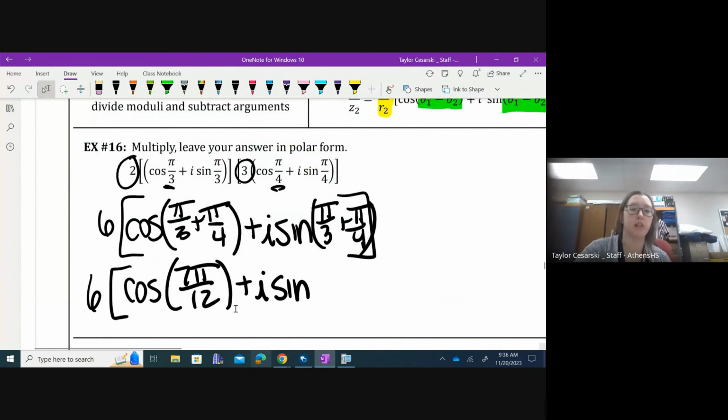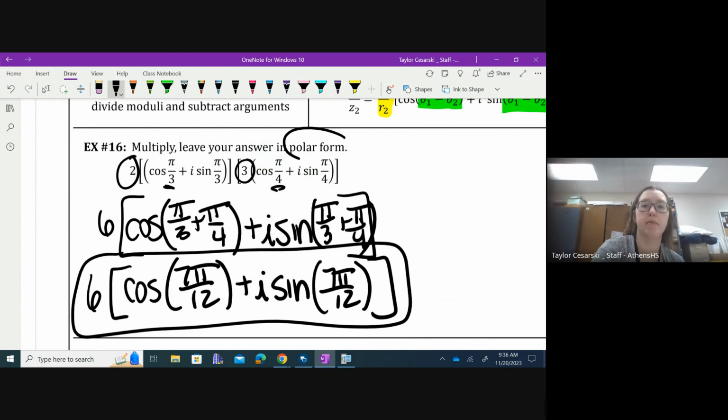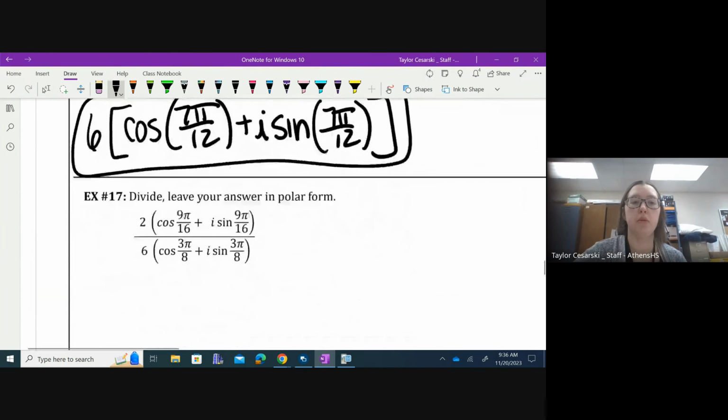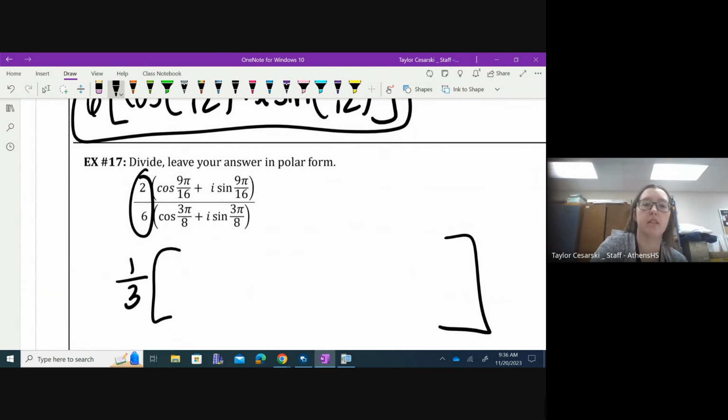If you wanted to actually find out what this cosine of 7 pi over 12 was, let's say if you wanted it in standard form, you would have to use your cosine sum identities. And that's your final answer because it says leave it in polar form. So I'm just leaving it exactly like that. All right, let's do one with dividing. Remember, we divide the r values. 2 over 6 simplifies to 1/3. And then I subtract the angle measures.